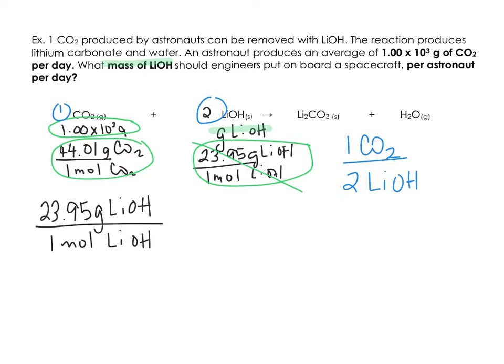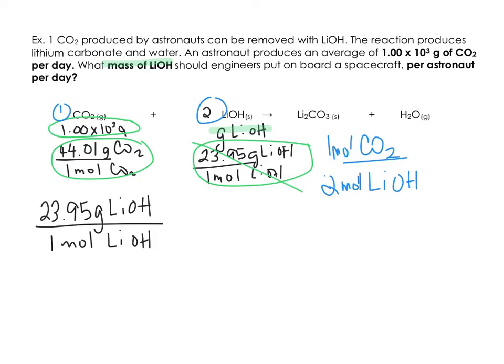Now, we can write it as 1 CO2 to 2 LiOH, or we can write it as 1 and 2 moles. So 1 mole of CO2 and 2 moles of lithium hydroxide. Now initially it might seem that there's a lot of work in doing dimensional analysis, but once you get the hang of it, you fly through these questions.